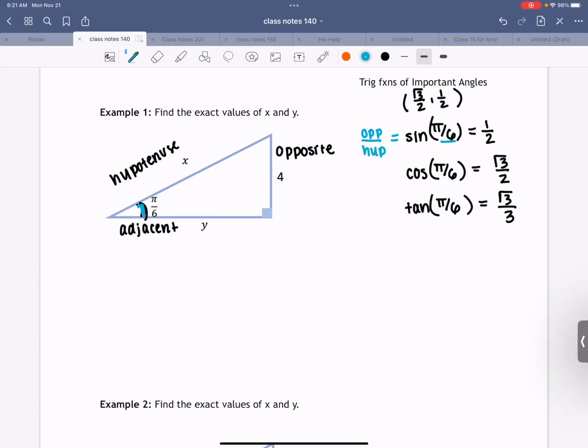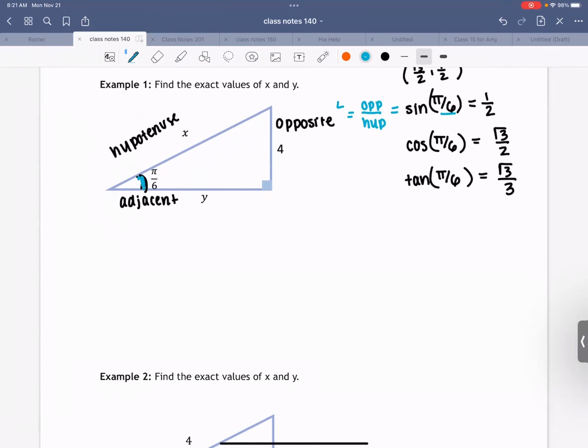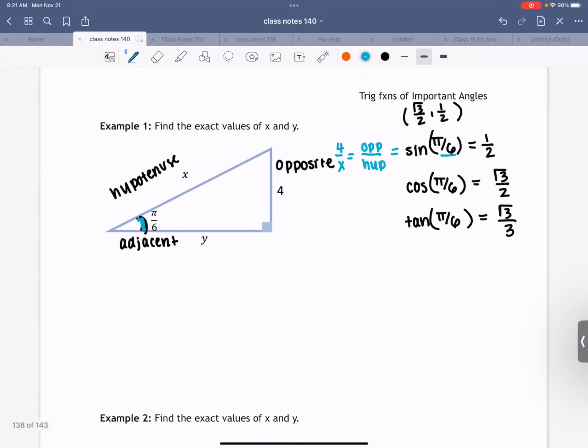Okay, and well, let's take a look at this. Opposite angle we said was 4, right? And the hypotenuse we said was x. So I know that sine is both, and let me highlight the important parts of this. I know that sine is both 1/2 and 4 over x. All right, let's keep going.